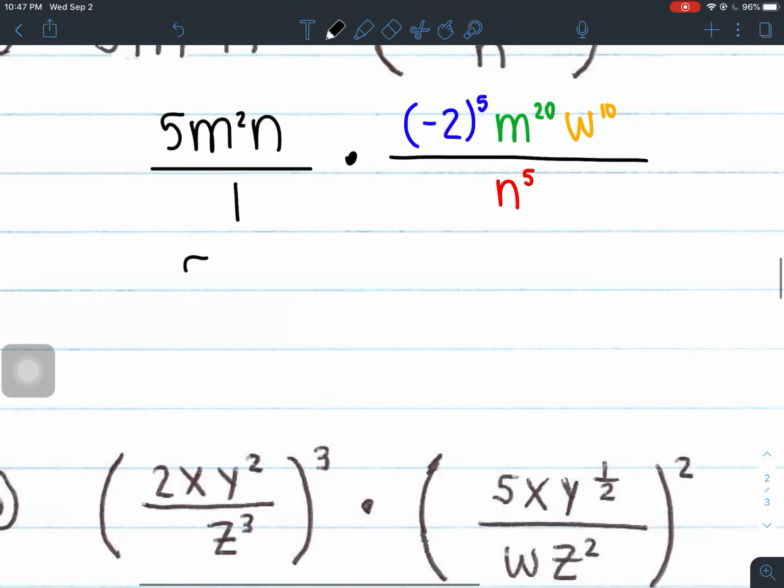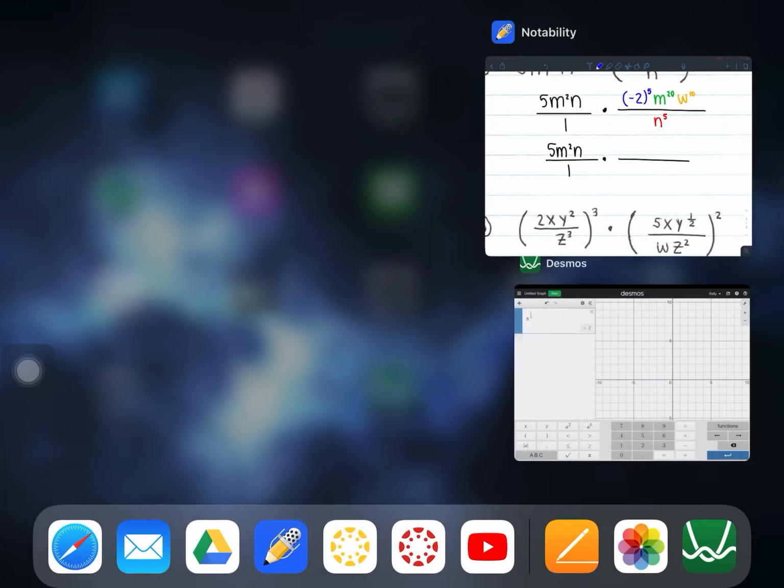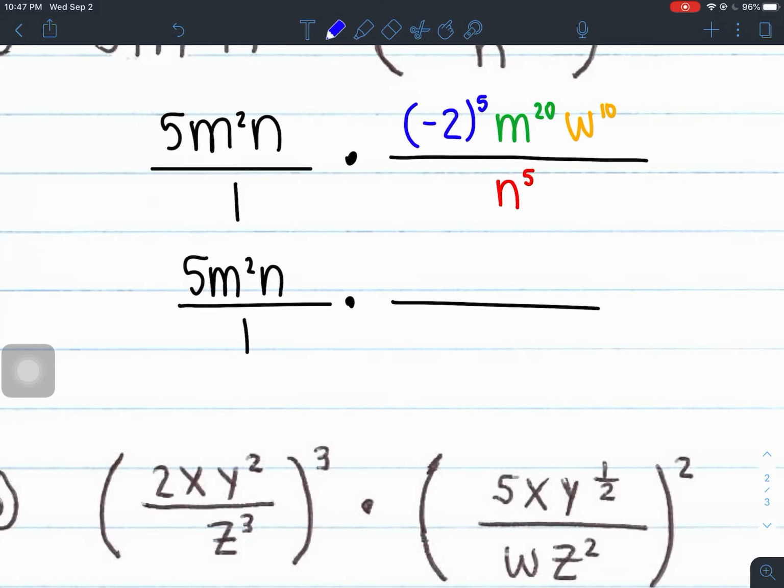So I'm going to keep this the same, 5m squared to the n over 1 times, now -2 to the 5th power. I'm going to put parentheses around that when I put it in a calculator. -2 to the 5th power is going to give me -32. So I'm going to put a -32 here, and then I'm going to leave all of this the same: m to the 20th, w to the 10th, n to the 5th.